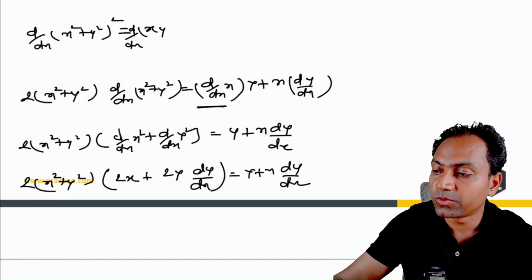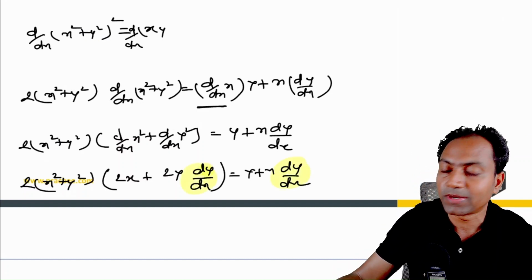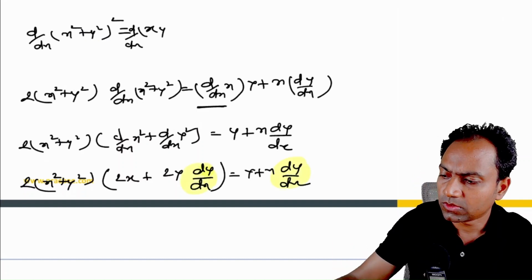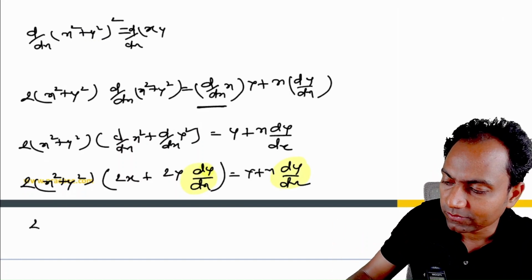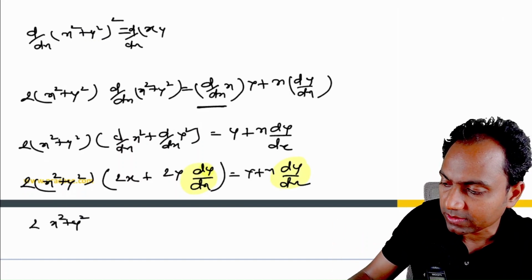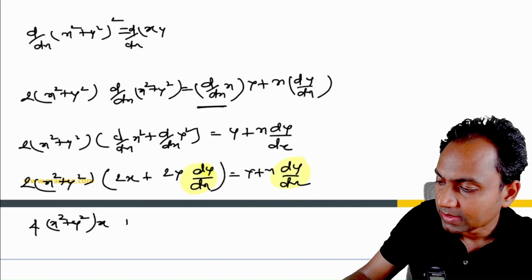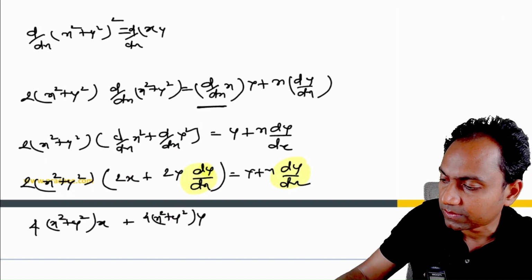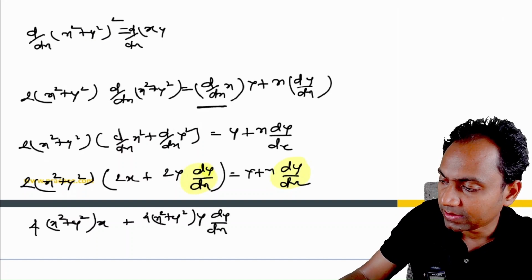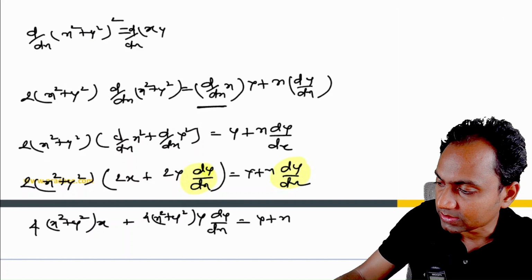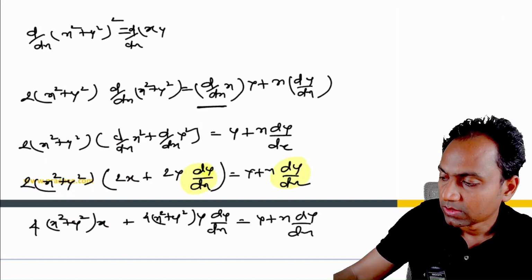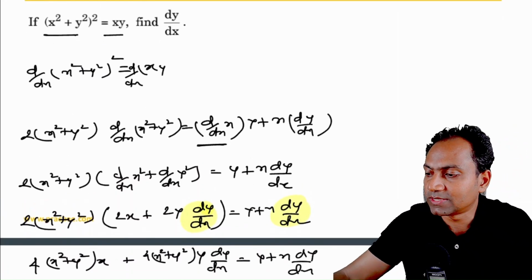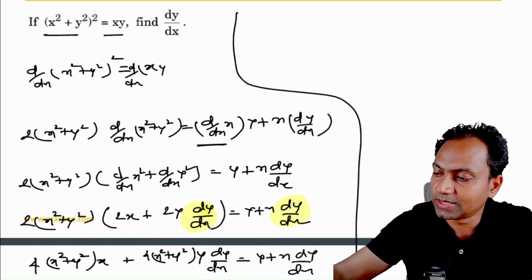What we need to do is bring both of these terms of dy by dx on the same side. So in order to do that, you'll have to open the bracket, and if you open the bracket, this will become 4x square y square x, and then 4x square plus y square into y dy by dx. On the right hand side, it is y plus x dy by dx. If I want to simplify this, it is a very simple thing, or in the next step we can easily simplify.